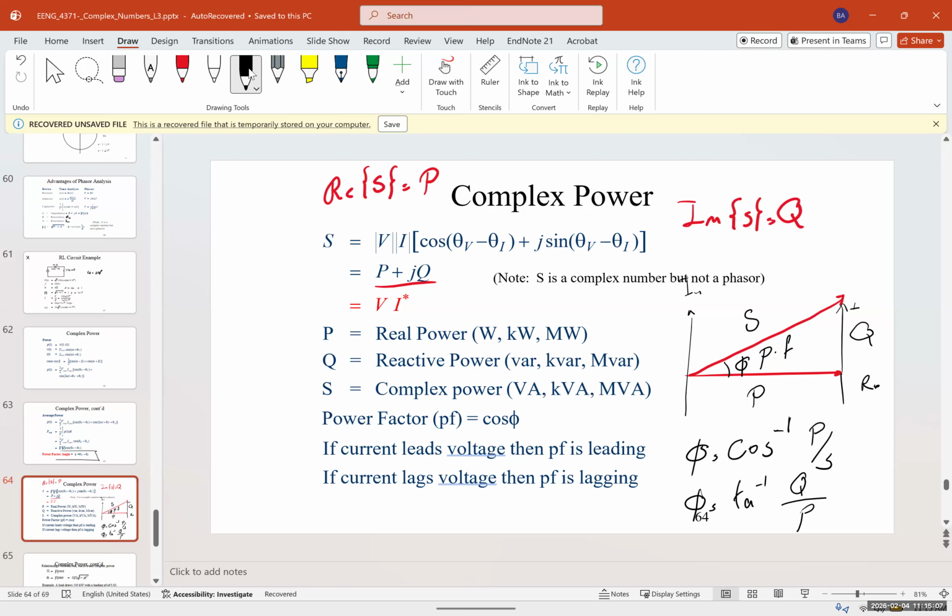Now, if Q is positive, do we have a leading power factor or a lagging power factor? So at this point, do we have a leading power factor or a lagging power factor? I'm going to draw the other one in blue. Positive here, and here we have negative Q.